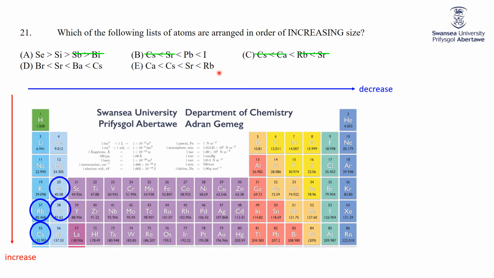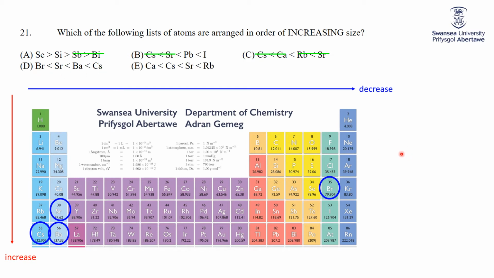Bromine, strontium, barium, cesium, let's add those in. Well, let's see. Bromine, all the way over here, is the furthest up and the furthest to the right, which would make it the smallest. So bromine, definitely the smallest. Then as we go here, I would say strontium is the next. Strontium is going to be smaller than barium. Barium is going to be smaller than cesium. So that looks pretty good, doesn't it?